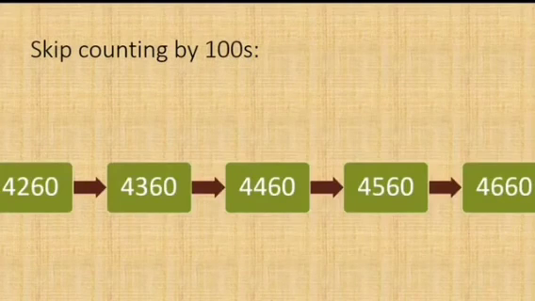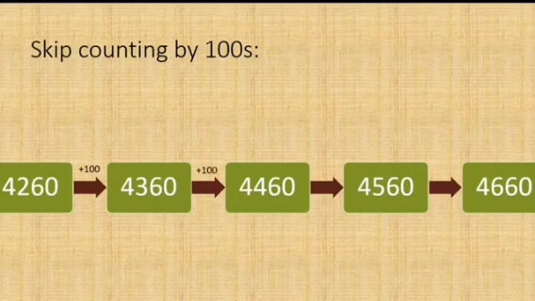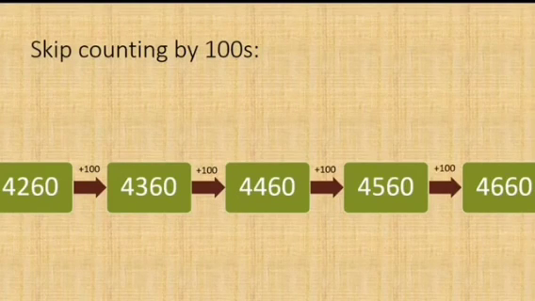Now skip counting by hundreds. How are we doing it? We add 100 to each number to get the next number. So 4260 plus 100 is the next number. So we go on to get 4660. Every time, if you observe, we have added only 100.